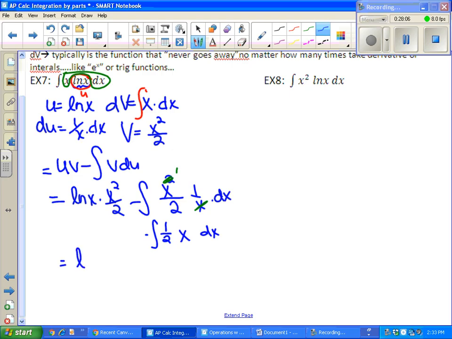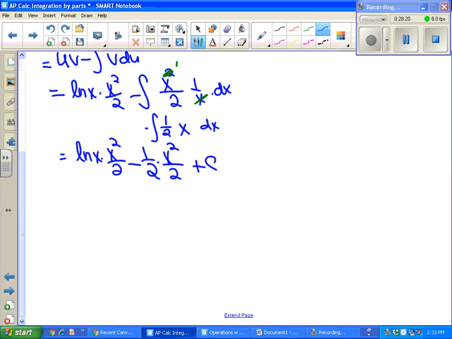Okay, here we go. So let's finish this. Natural log of x times x squared over 2 minus the 1/2 is a constant, so I can just bring it out front. And the integral of x is going to be x to the second over 2, and plus c. Final answer: natural log of x times x squared over 2 minus 1/4 x squared plus c.